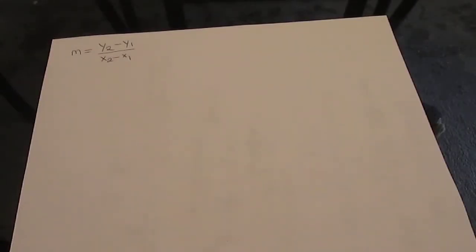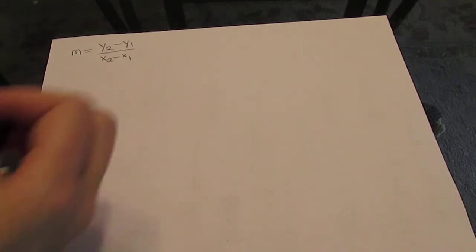Now label them whichever point you want, x1, y1 and x2, y2. But once you've got them labeled, make sure you put them into the formula the way you see it, because that will determine the sign of your answer. So it is important to put it in the correct order. Let's just take a look at an example.